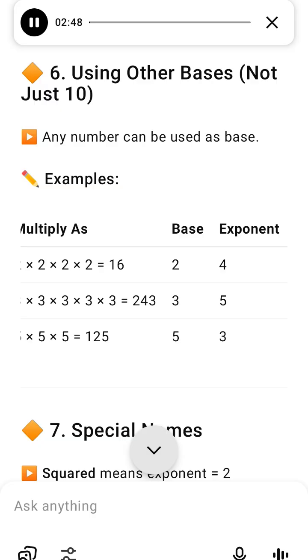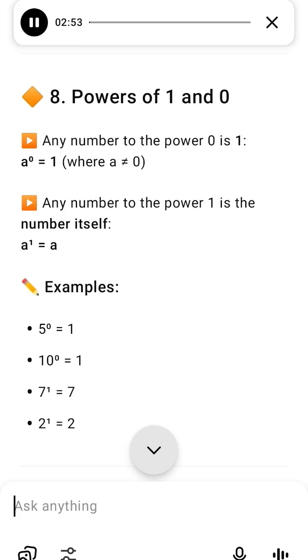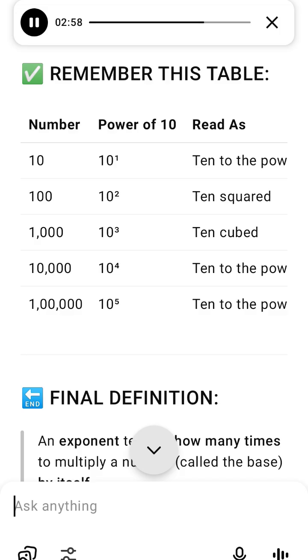Remember this table. Number, power of 10, read as. 10 is 10 to the power 1. 100 is 10 squared. 1,000 is 10 cubed. 10,000 is 10 to the power 4. 100,000 is 10 to the power 5.